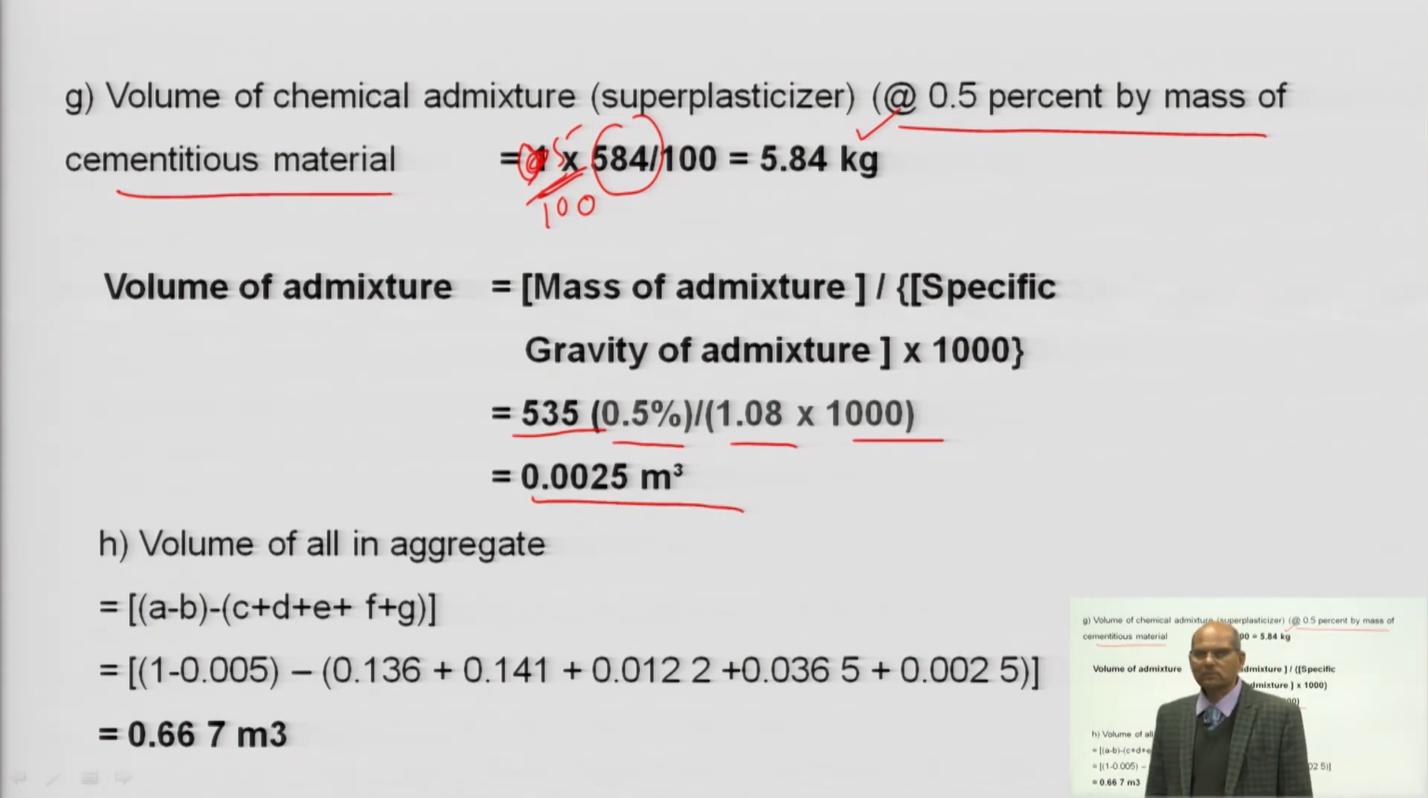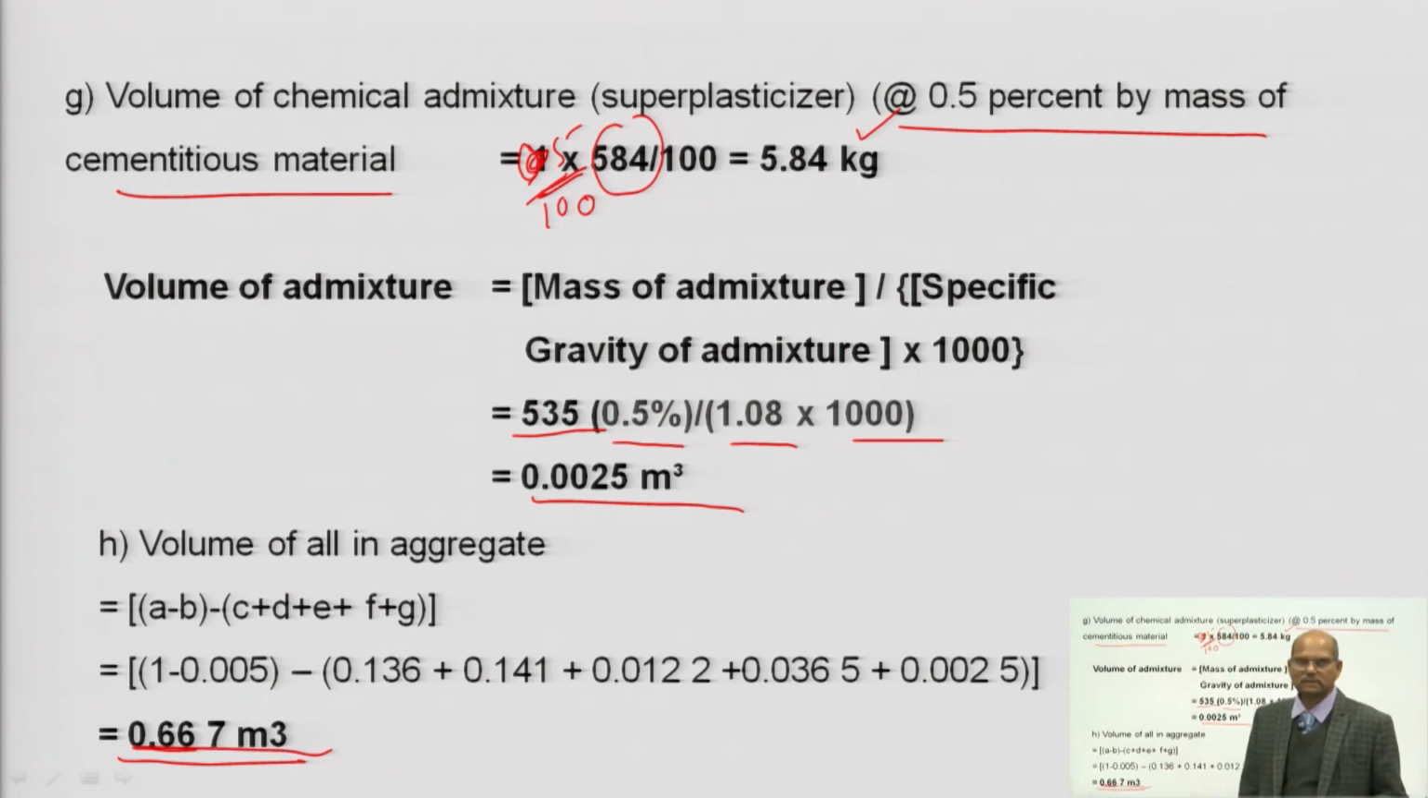So, what is the volume of all-in aggregate? The volume of all-in aggregate means 1 meter cube minus the volume of air, minus the volume of cement, minus the volume of silica fume, volume of fly ash, volume of water, and volume of chemical admixture. If you subtract these, then you can get the total volume of all-in aggregate, meaning fine aggregate and coarse aggregate.